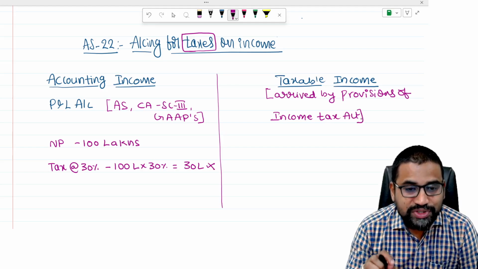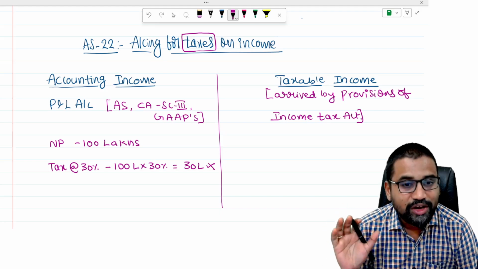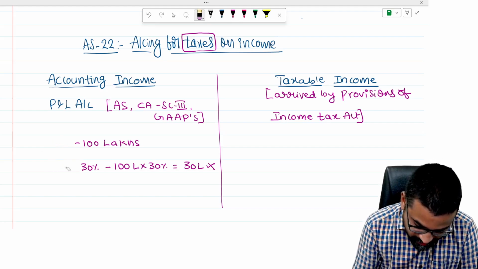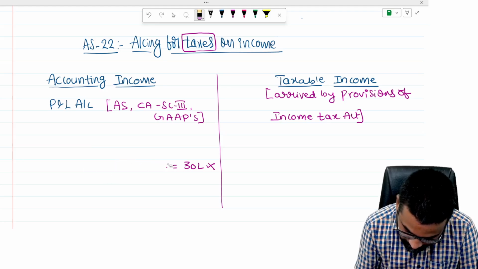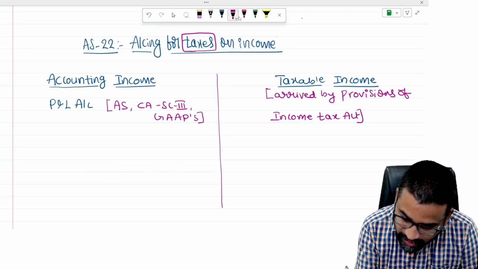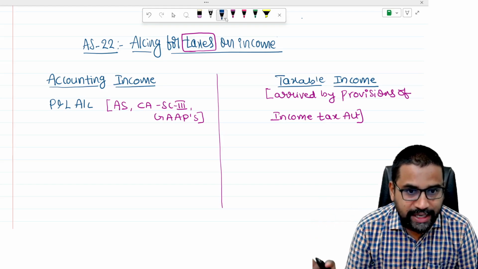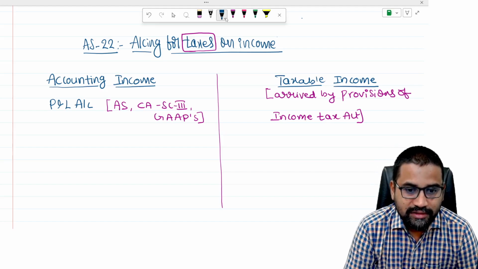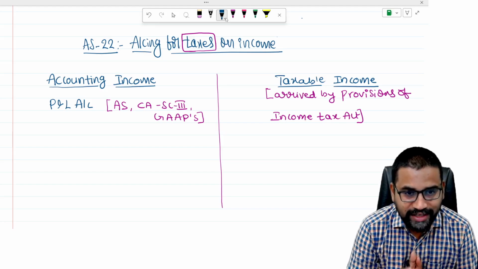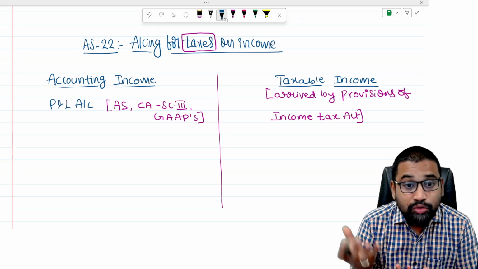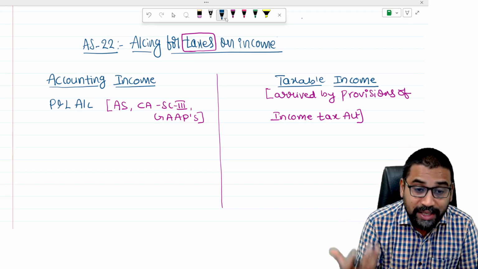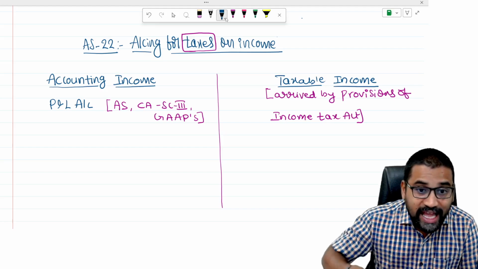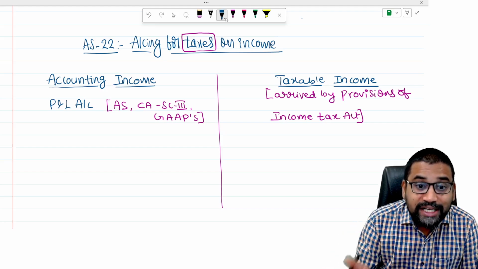Now by following the provisions of Income Tax Act, we got this taxable income. Okay. Now the question is, see, sir, you are preparing P&L account by following the provisions of Companies Act, accounting standard. By following those rules, you are preparing P&L account, right? But whatever profit you arrived by preparing P&L account, that is not the base to pay tax in India. The tax will be paid by computing taxable income.